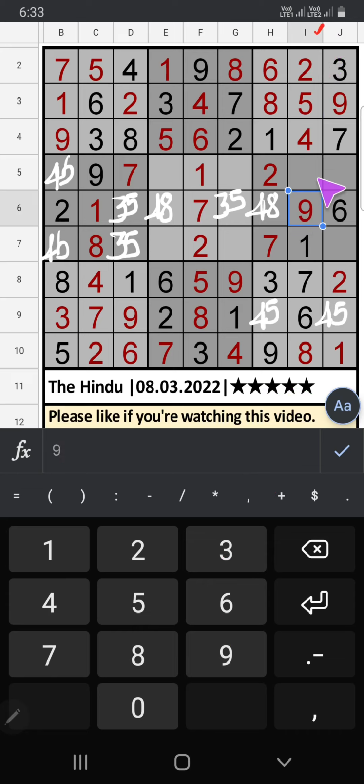Column H, we have 9, so 9 can't come in this cell. 9 is confirmed here, then 8 is here. Column I, only one number is remaining, 3. 3 is confirmed here. Column H, we have 8, so 8 can't come in this cell. 8 is confirmed here, then 4 is here. Since 4 is here, 4 can't come in this cell. 4 is confirmed here, then 5 is here. Column J, 2 numbers are remaining, 5 and 8. It will come in any one of the cells. We will confirm later.